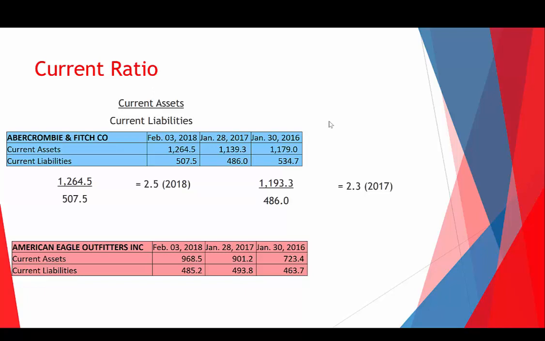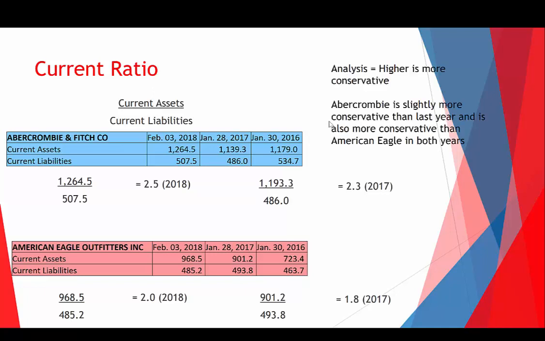Yeah. So let's move on to American Eagle. In 2017, they were at 1.8. And in 2018, they're at 2.0, so a little bit more aggressive here. I'm not going to argue that one is better than the other. You could say American Eagle is more risky, but maybe you're looking for a little bit more risk. That could mean they're more heavily invested in their business to focus on growth, whereas Abercrombie and Fitch is more focused on just remaining consistent. I don't know a better way to say that, probably. Sure. So Abercrombie is slightly more conservative than last year, and more conservative than American Eagle.